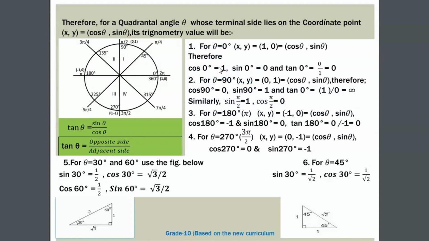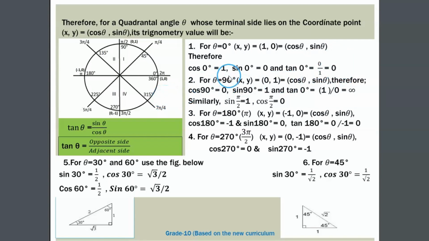tan of 0 degree means sine of 0 degree over cosine of 0 degree. Sine of 0 degree is 0 and cosine of 0 degree is 1. Therefore 0 over 1, which is 0.